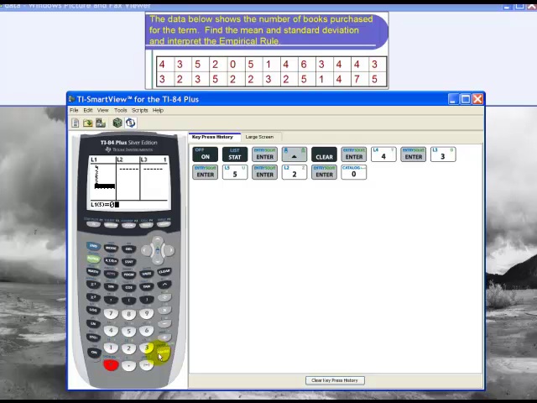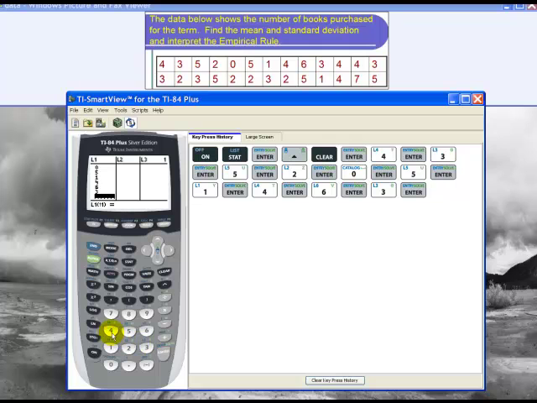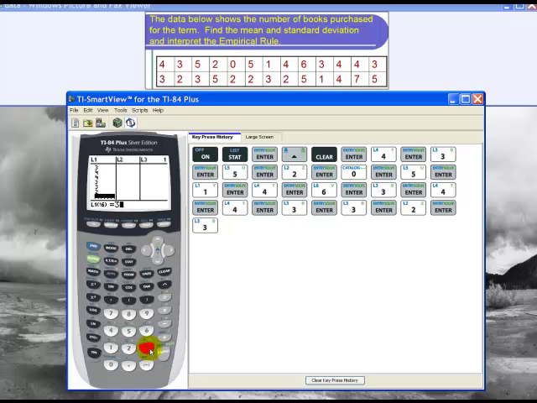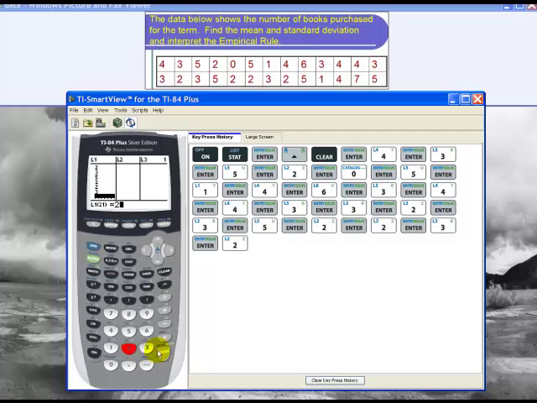5, 1, 4, 0, enter, 5, enter, 1, enter, 4, enter, 6, 3, 4, 4, 3, then 3, 2, 3, 5, 2, and then 2, 3, 2, 5, 1, 4, 7, 5.